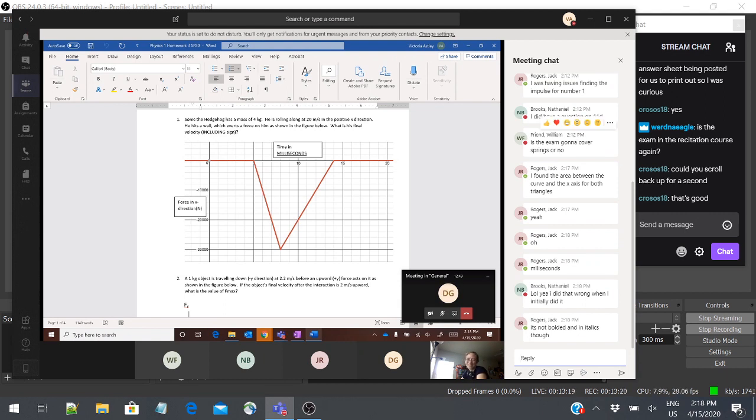I'll bold it and put it in italics next time. I sometimes do that on a test, and I don't know, I still think it doesn't help. Is it all caps? Okay. All right. So Jack, you try it from there.